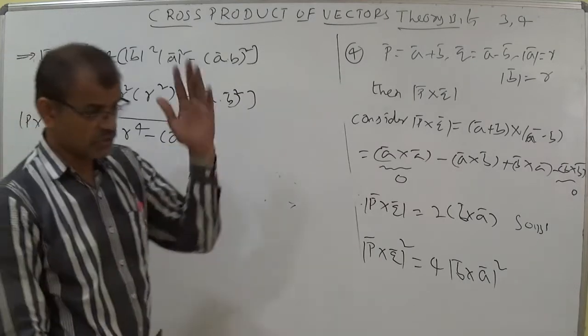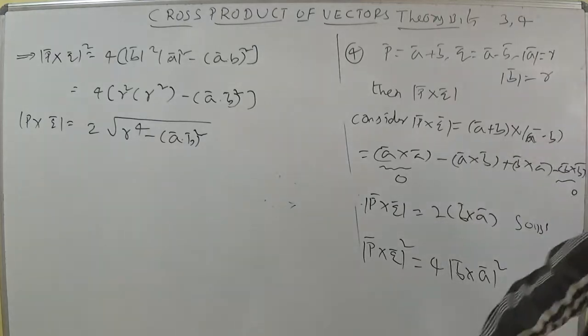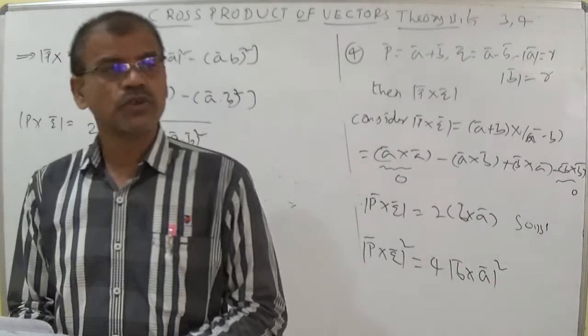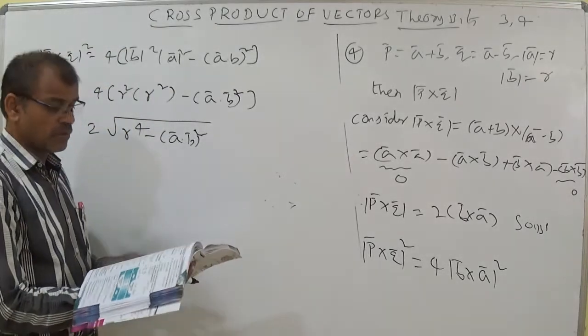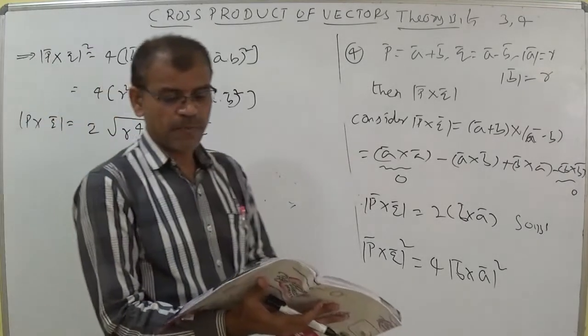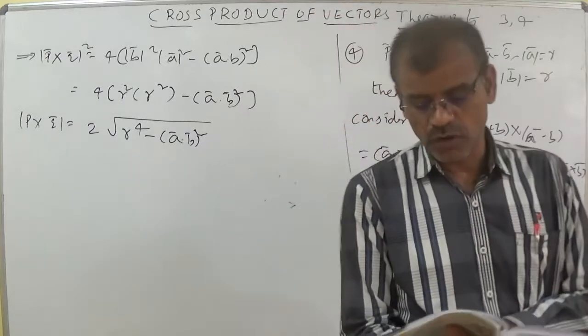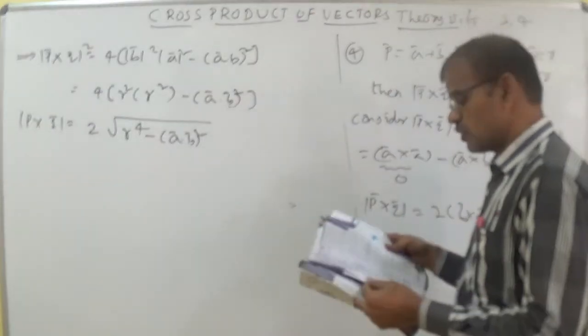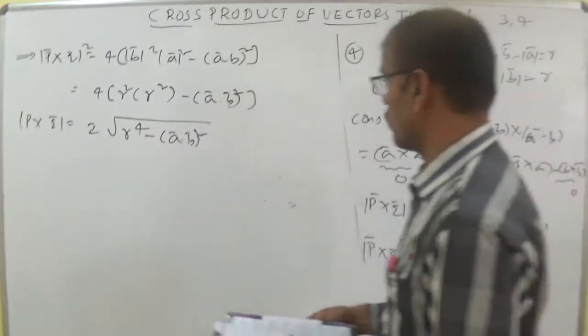In AIEEE 2003 he given, but in MSET so many times he given the question, this one. You should not forget the answer: 2 into root of R power 4 minus A bar dot B bar whole square. Theory bits are enough from my end. Now you can do all theory bits. Next let us discuss about module 1 classwork. According to schedule I want to discuss with you.